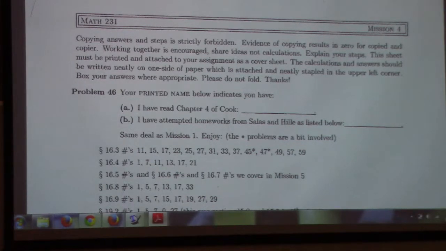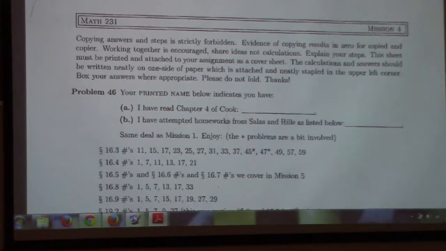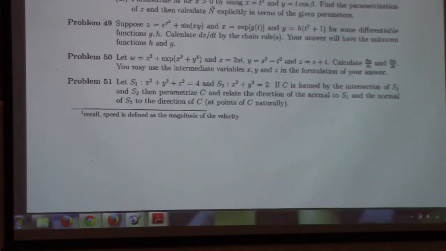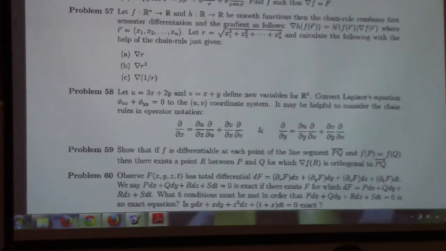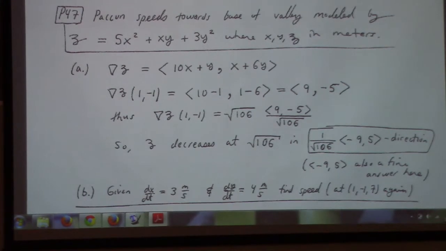So anyway, let's talk about mission 4. Here's a solution. Is there anything in particular that you want to know about in here? 47B. So 47 is a question about a ninja dog. So you got a ninja dog, Pakun, one of the many hounds of Kakashi.